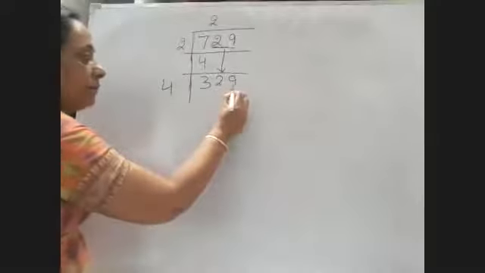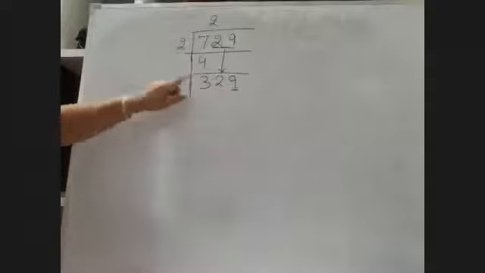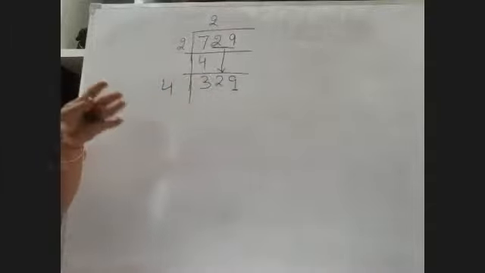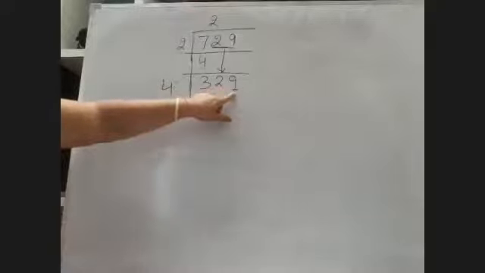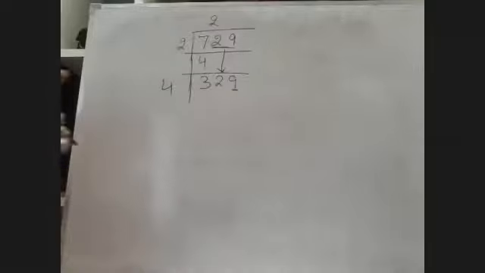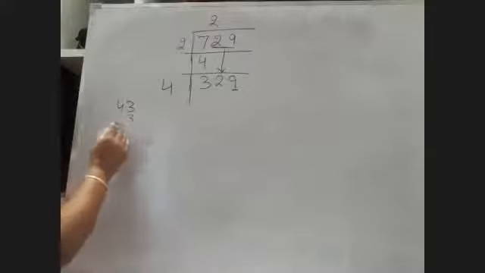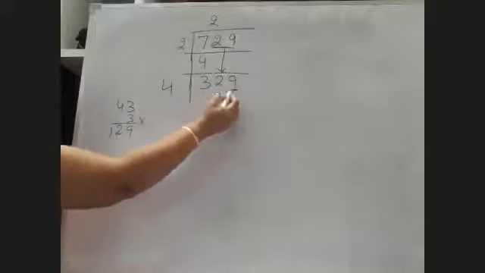This is 9. Now here we have the number 4, and here the last digit is 9. Now think by which number we multiply itself to get 9 at the one's place. For example, 3 times 3 is 9. Right here, 4 and 3, multiplied by 3, 3 times 3 is 9, 3 times 4 is 12. No, it does not divide, because the number is 329.